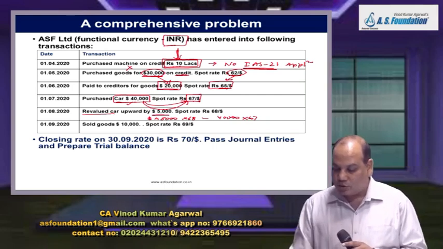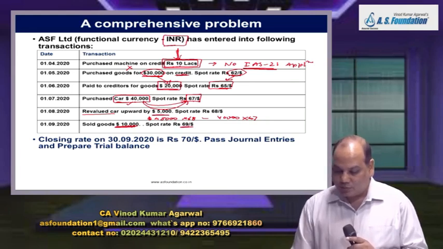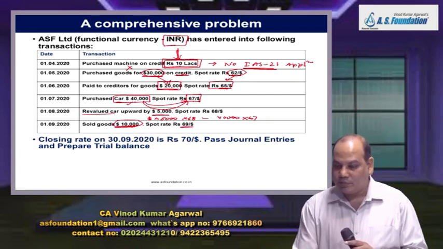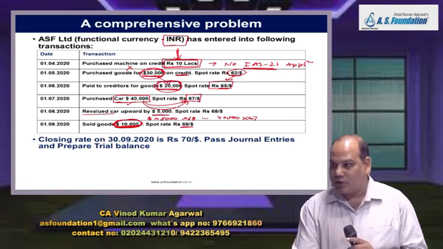Then sold goods for $10,000, again your foreign currency, sale at 69 rupees. What about the recovery? Not yet happened. So this dollar debtor will appear in your SOFP. This debtor of 10,000 is not yet recovered, will appear in SOFP.